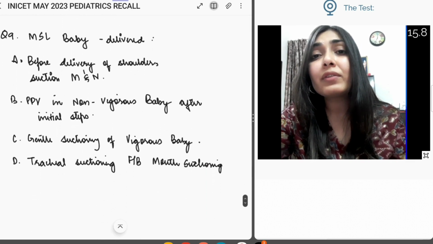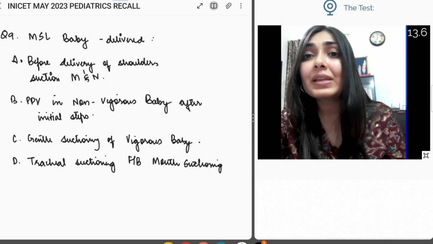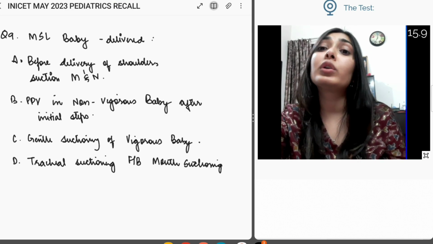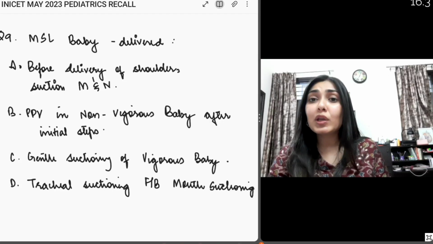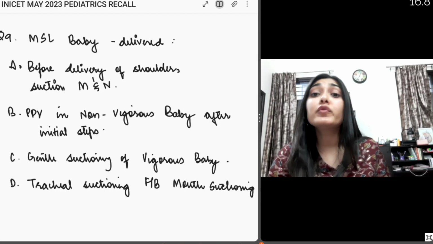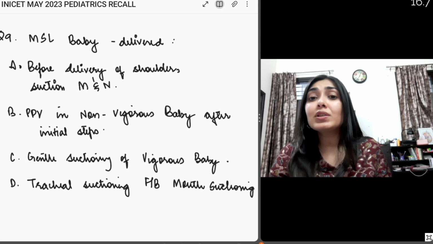The last question was given an MSL baby, so meconium stained liquor is seen and that baby is going to be delivered, and they asked which of the statements is true. So baby is yet to come out and you suction the mouth and nose, which is not done. So this is the wrong statement.